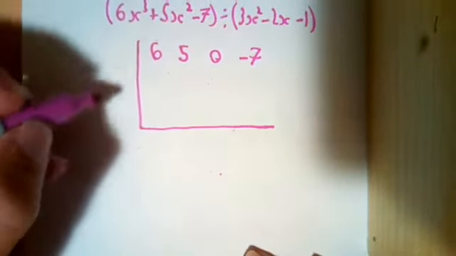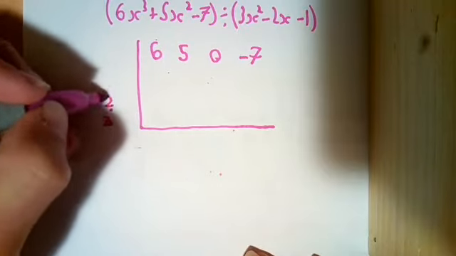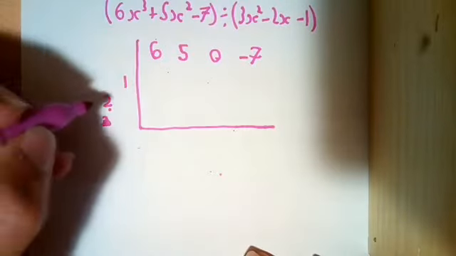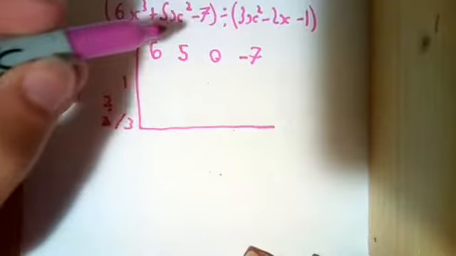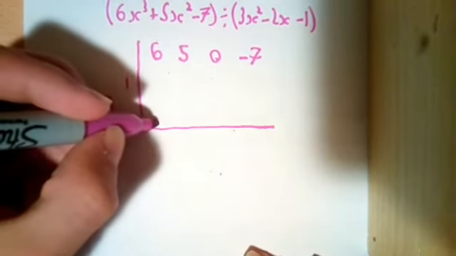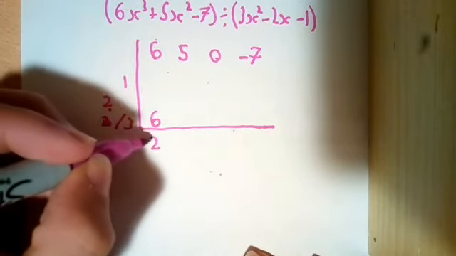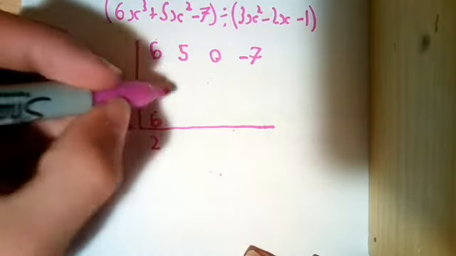So we've written out our coefficients of the dividend. Now we write the flipped signs of the terms of the divisor, not the first term. So minus 2 becomes 2, minus 1 becomes 1. But the 3 we write down here because we're going to be affecting our numbers with this 3. So we bring down the 6 as normal, and we divide it by this 3 because it's not monic. And we have a 2 there.